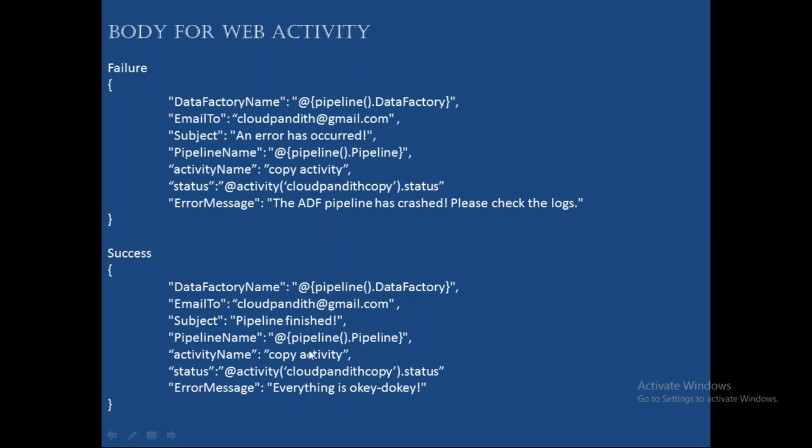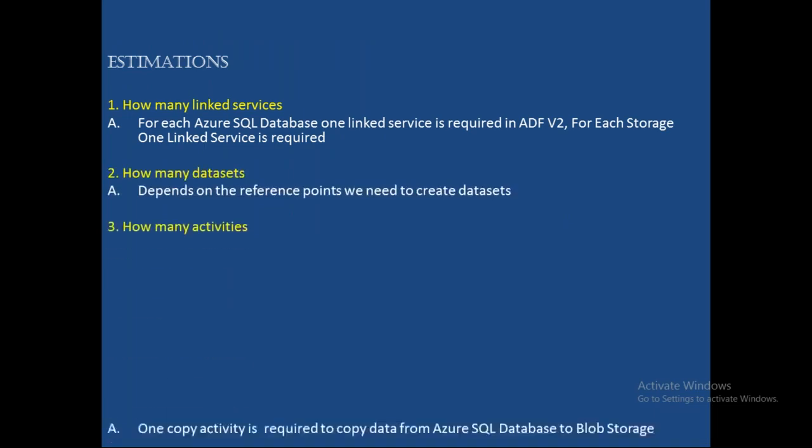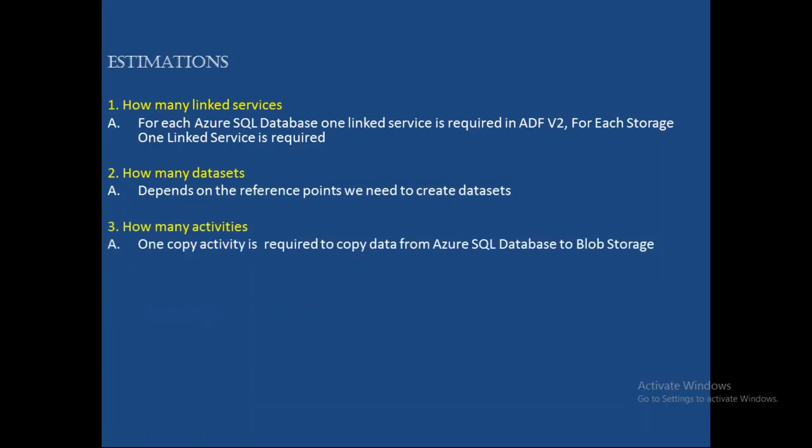Okay, so something like that we are going to pass the body for our web activity. Next, estimations: how many linked services? For each Azure SQL database, one linked service. For each storage, one linked service we are going to create. Datasets depend on the reference points, we need to create datasets. How many activities? One copy activity is required to copy data from Azure SQL database to the blob storage.